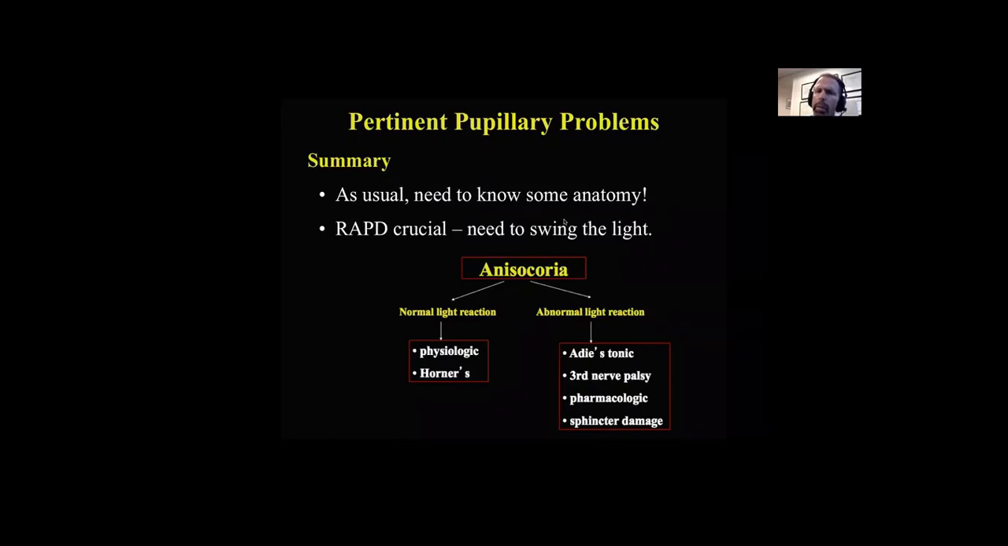I'm not familiar with plus optics, unless that means that I know right now there are some relative afferent pupillary defect machines that will detect relative afferent pupillary defects, but I'm not sure what that is.